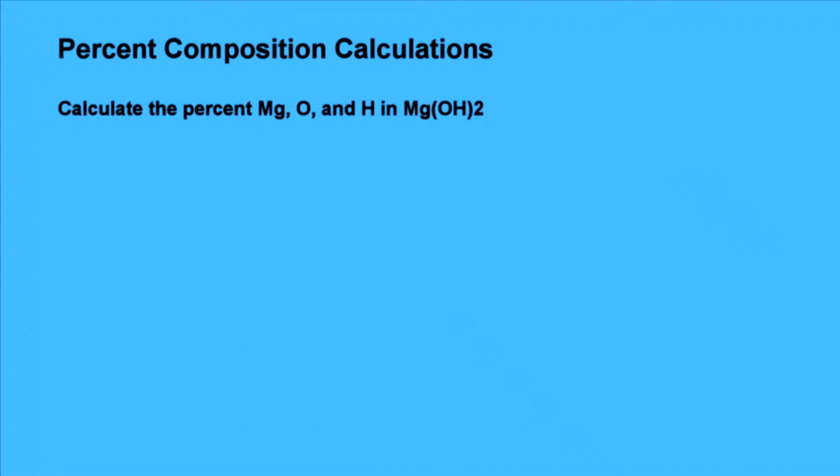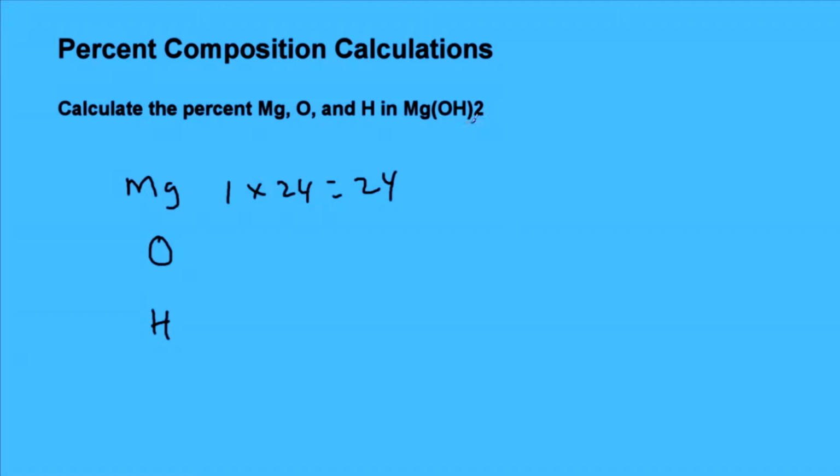Okay, let's try another one. Let's check out how much magnesium, how much oxygen, and how much hydrogen are in magnesium hydroxide, MgOH2. Let's start off by listing all our elements. We have magnesium, we have oxygen, we have hydrogen. So let's calculate a molar mass. There's only one magnesium there. Magnesium has a molar mass of 24.